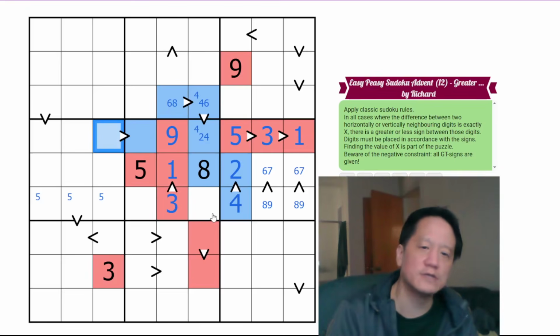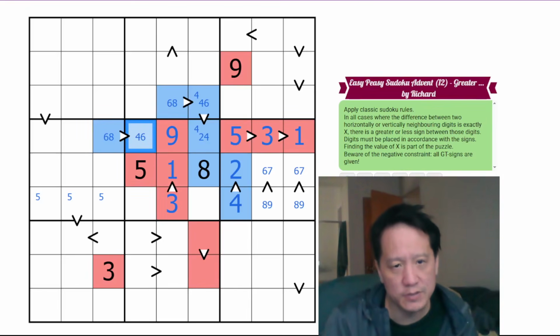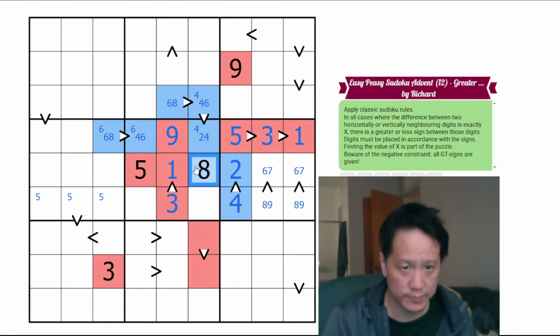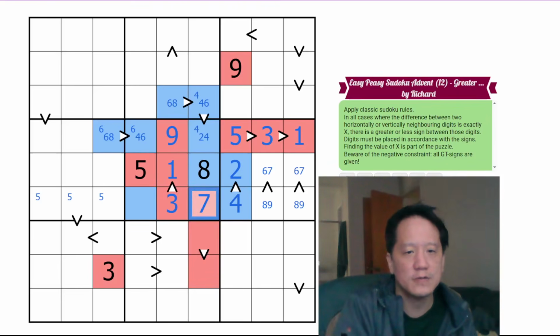It could be 8. 8 and 6, or 6 and 4. Those are possibilities. We are guaranteed 6 is one of these digits, though. These are both odd. 7 is one of these digits. If 7 were here, there would have to be a greater than sign here, so this can't be 7. This is the even digit. This is odd, and is 7.